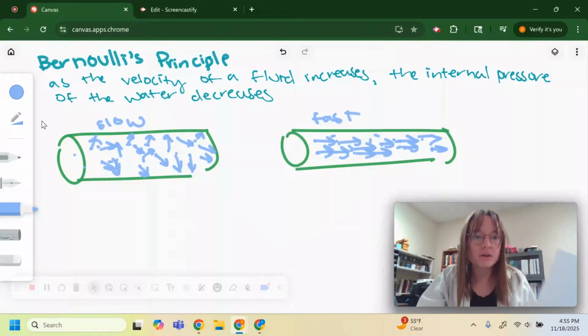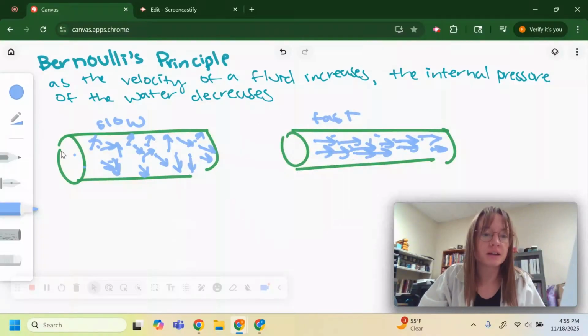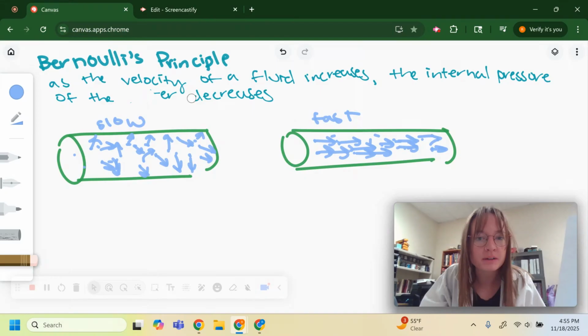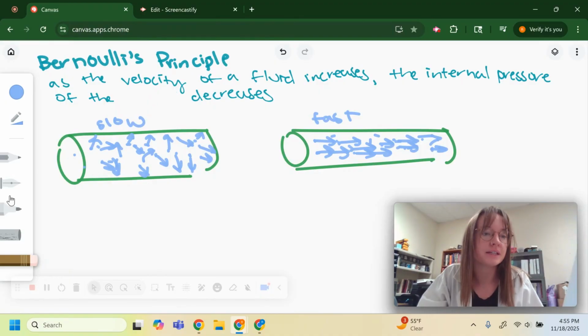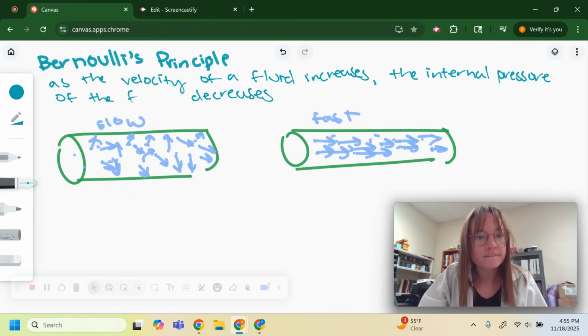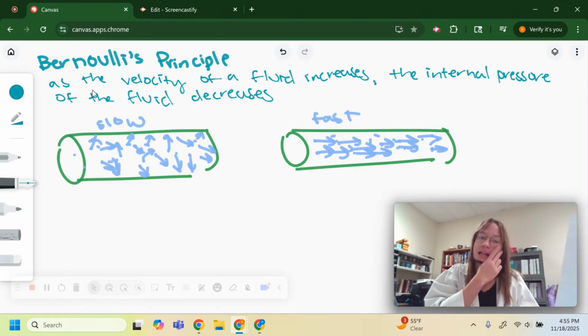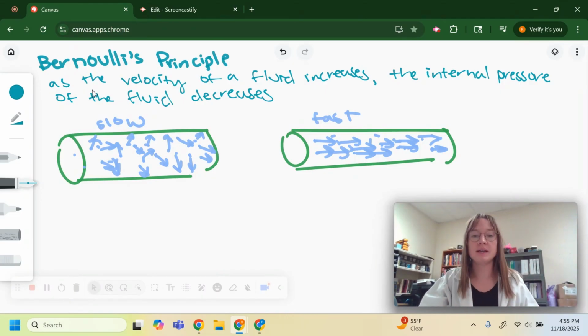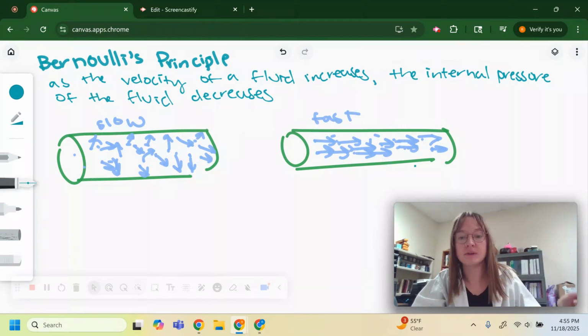Okay, so I have one example that I want to take a look at. Oh my gosh, I just realized that this says "of the water decreases," but earlier I said "fluid," and that doesn't make any sense. It's: as the velocity of a fluid increases, the internal pressure of the fluid decreases. Otherwise, it's fine, it's just kind of inconsistent. Let's go ahead and fix that here. Sorry, just testing your eraser capabilities. Okay, that's what Bernoulli's principle says: as the velocity of a fluid increases, the internal pressure of the fluid decreases.